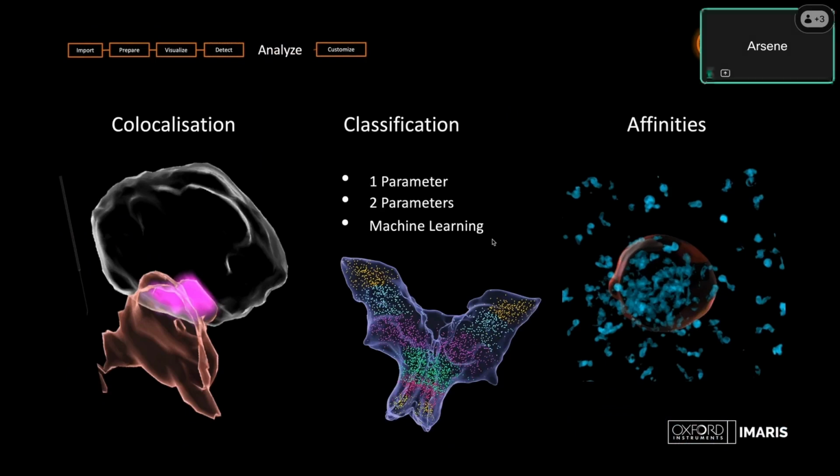Okay, so once the detection step is completed and the statistics are calculated, IMARIS can help you go deeper in the analysis. For example, we have the tools to look at the colocalization of structures or classify the structures detected as objects, and even study interactions between structures, like affinities.